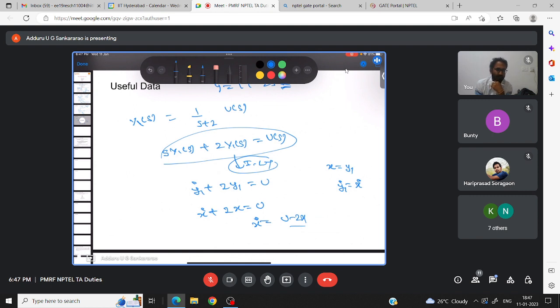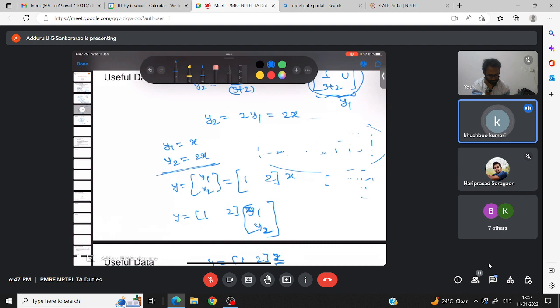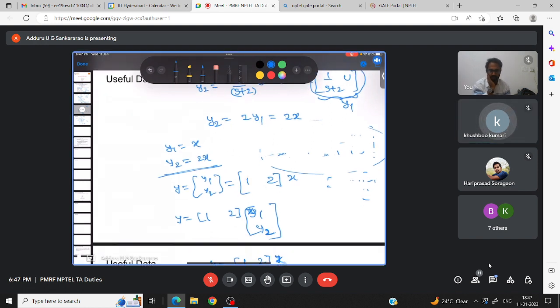Are you able to understand? Everyone is silent, that's why I'm asking. Is it useful, or do you already know this? Because somebody asked, that's why. Kushbu Kumar, yeah, where is the doubt? You can unmute and ask. Sir, in the last step I have some doubt. Where? Here? Yes, sir. The y matrix representation, right? Yes, sir. Okay, fine.